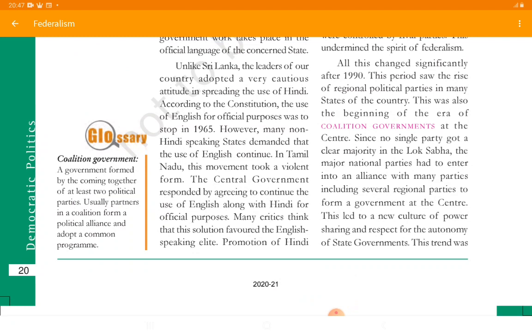Since no single party got a clear majority in Lok Sabha, the major national parties had to enter into an alliance with many parties, including several regional parties, to form a government at the center. This led to a new culture of power sharing and respect for the autonomy of state governments. So it was a new formation which was due to coalition government.